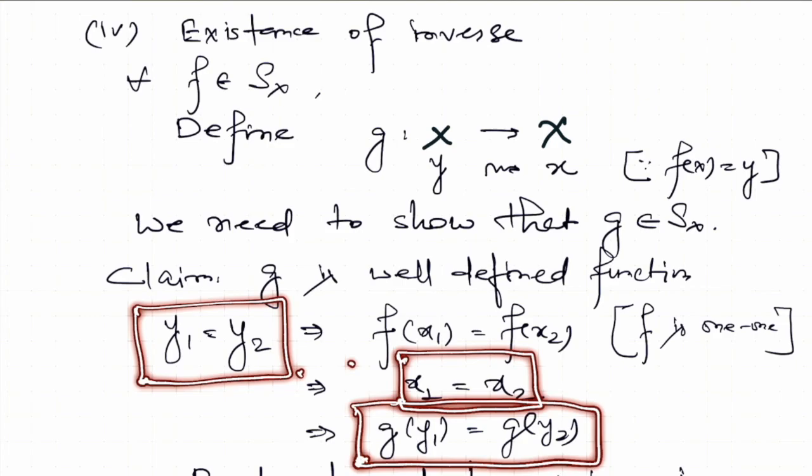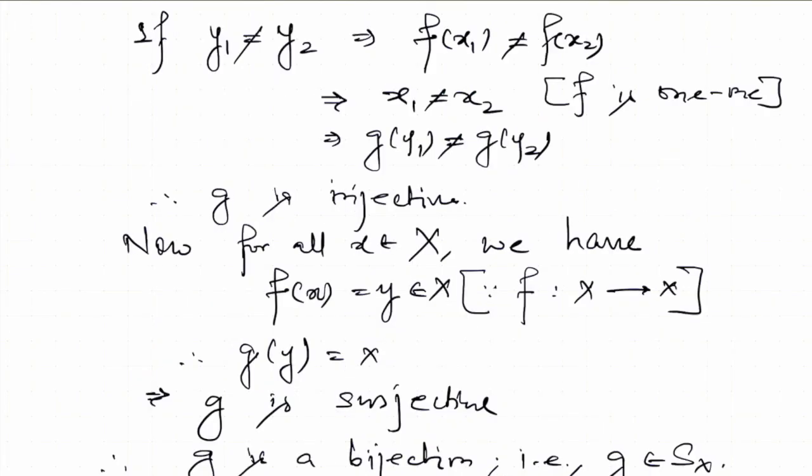Each element has a unique image. This proves that each element of Y has a unique element under g. So g is a well-defined function. Now we will show that g is bijective. In order to show that g is bijective, we have to show two things. First, g is 1-1, that is injective, and second, g is onto.